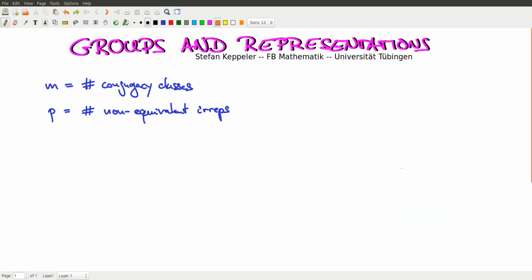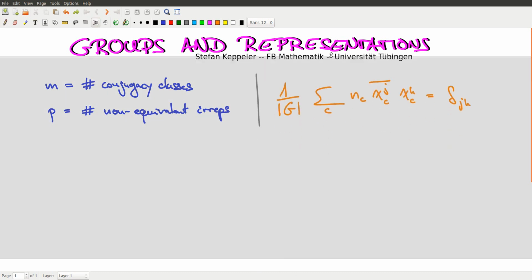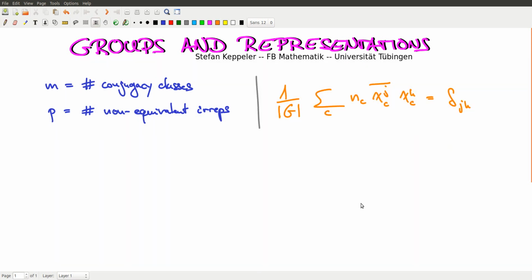We consider a finite group and we denote by M the number of conjugacy classes, and we denote by P the number of non-equivalent irreps of this group. We already know there are only finitely many non-equivalent irreps. And now we have this character orthogonality, which we wrote like this.